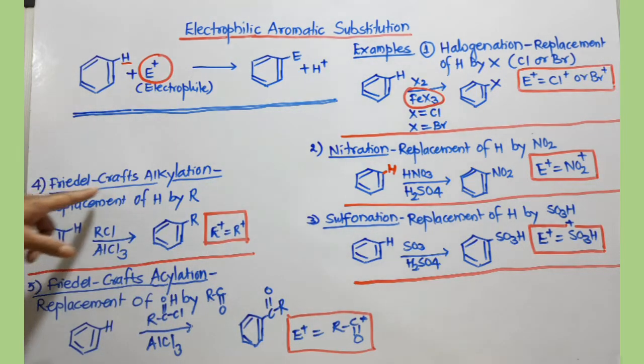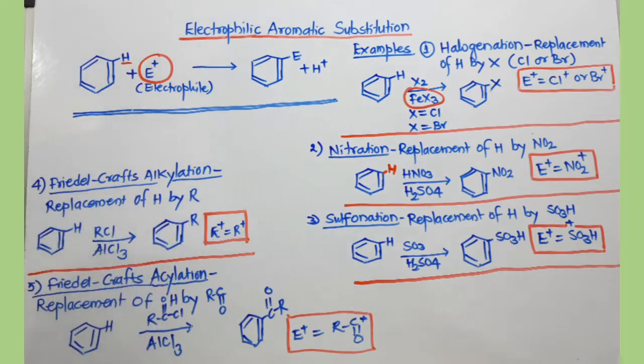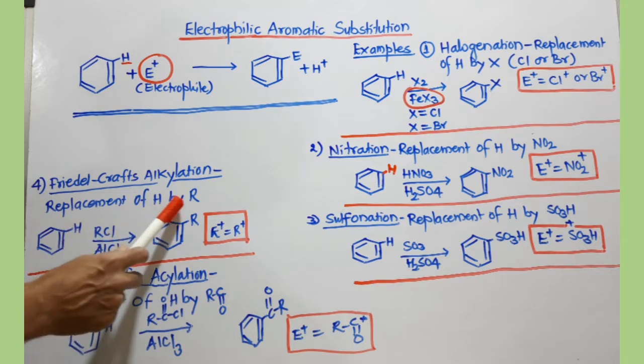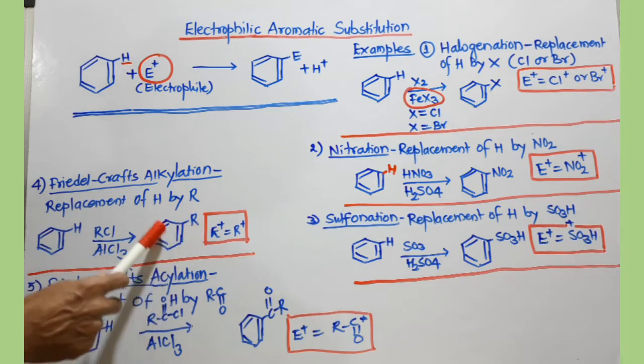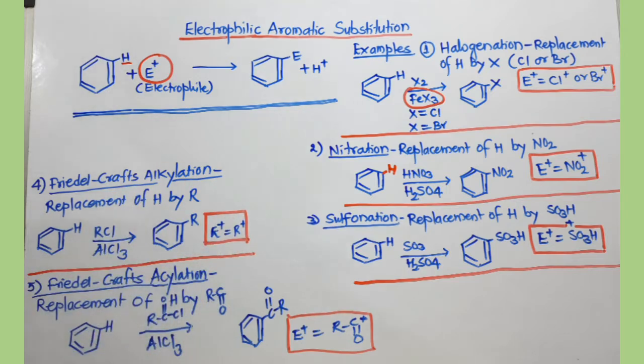Next reaction, I have purposefully written these 2 reactions separately. The fourth reaction is Friedel-Crafts alkylation, in which we replace hydrogen of the aromatic ring by R, meaning any alkyl group. For that purpose, we use RCl, an alkyl halide, alkyl chloride, and one catalyst, anhydrous AlCl3. Here R replaces the hydrogen and we get R on the benzene ring, and the electrophile is the carbocation, R plus.